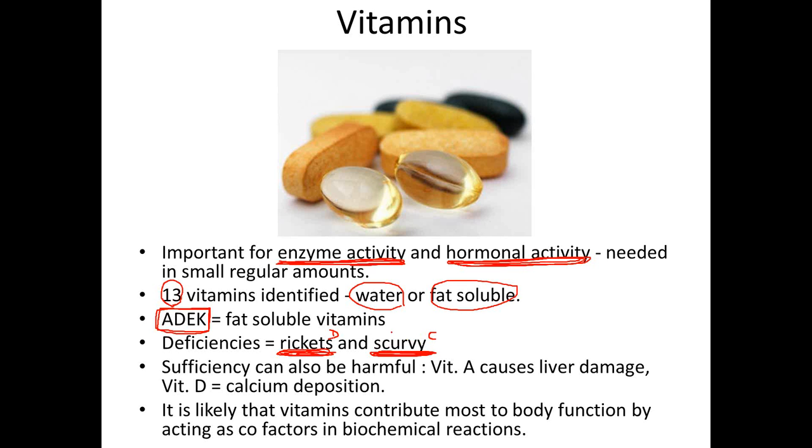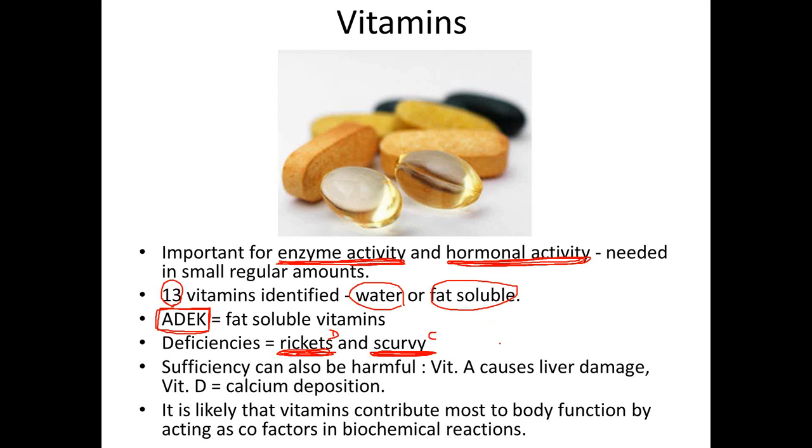And there's a whole range of different types of vitamin deficiencies. The other thing about vitamins is because they're normally required in small amounts, sometimes if we take too many, we can cause damage to the heart.